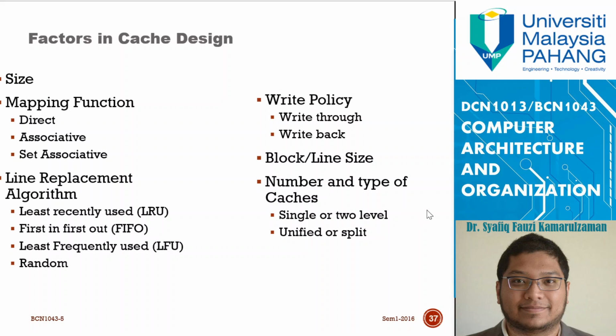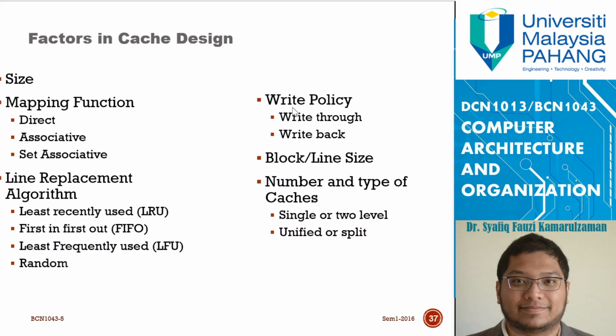Usually in cache memory, there are several factors in cache design. First, the size. And then the mapping function. The mapping function is how they are mapped from cache to the main memory. There are 3 types: direct, associative, and set associative. And then we have the line replacement algorithm, which means how they replace the line inside your cache memory. So they use a certain algorithm.